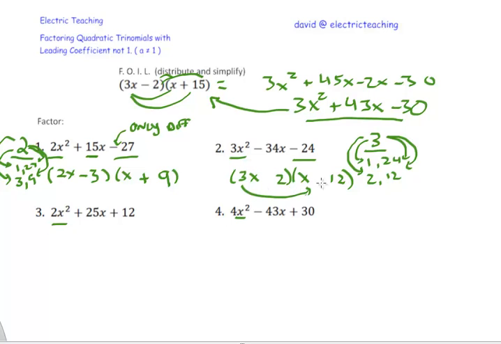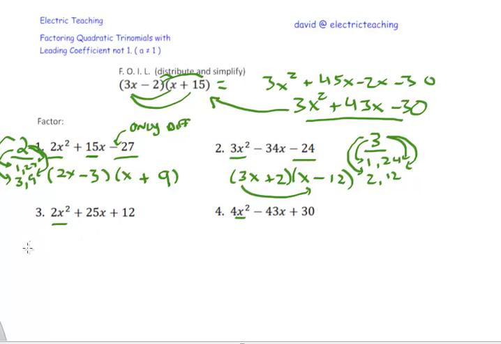Since it's a negative sum when we collected like terms in the middle, that means the bigger value is negative. A negative 36 and then a positive 2x will give us that answer. And if you re-FOIL it, it checks. Same idea here. Let's get it going.